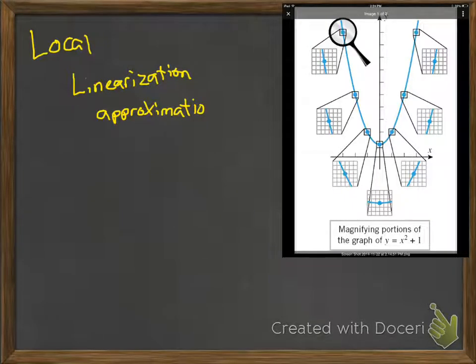Local linearization approximation. For local linearization approximation, we're approximating values that we don't necessarily know the exact value of, but we can get closer and closer to that value to approximate it. So in the picture here, the magnified portions are of y equals x squared plus 1. And if I went in very, very close to those magnified areas, it almost looks like I have a straight line. And those straight lines, I could actually draw lines off of those points, known as our tangent line.